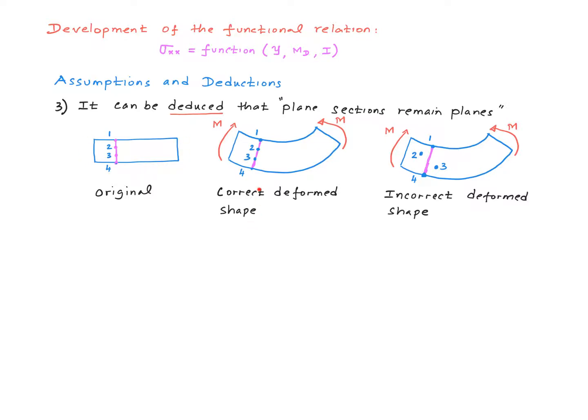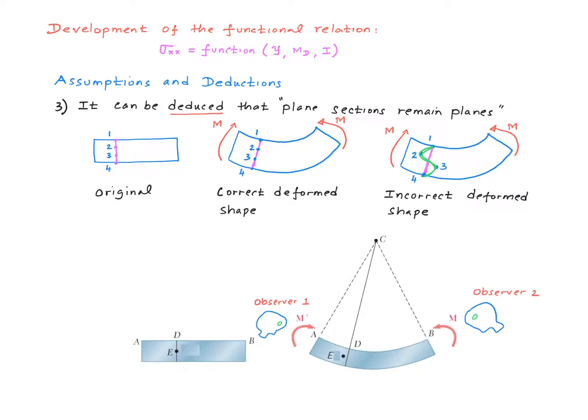It turns out this is the correct deformed shape and this is an incorrect deformed shape. So what's the difference between the two? Well, on the correct one, you can see all 4 points that used to lie on that plane still lie on the same plane even after applying the bending moment, right? But in this picture, these 4 points do not lie on the same plane anymore. In other words, if I connect the 4 points like this, we end up having a curve, right? So this plane has deformed into a curve instead of remaining a plane. This is not correct.